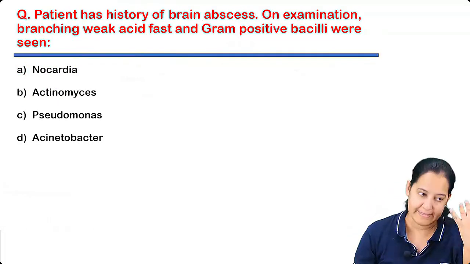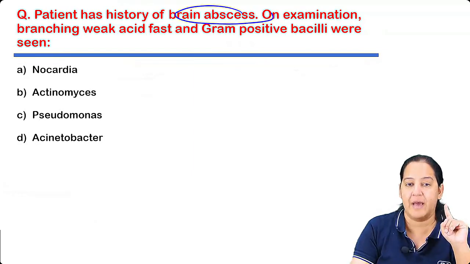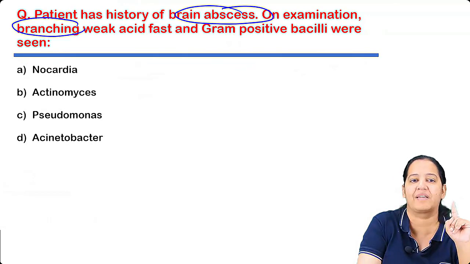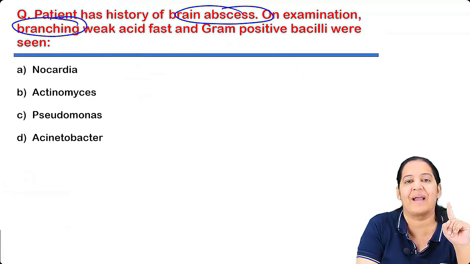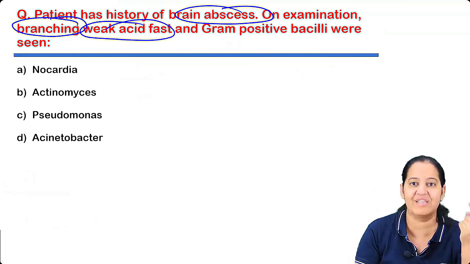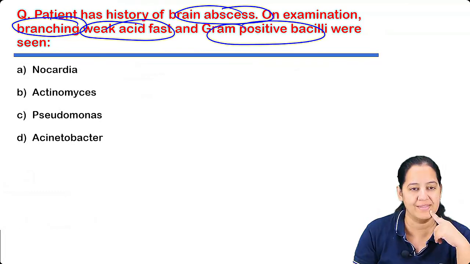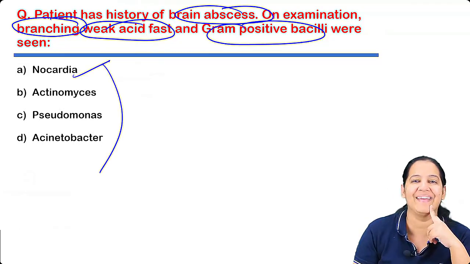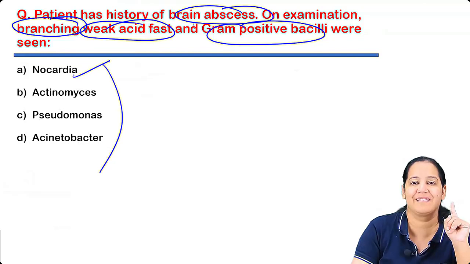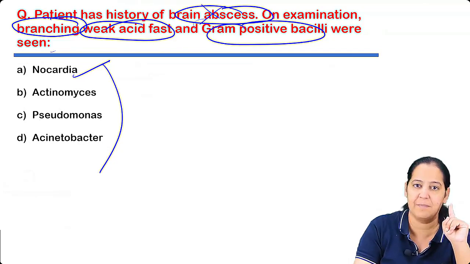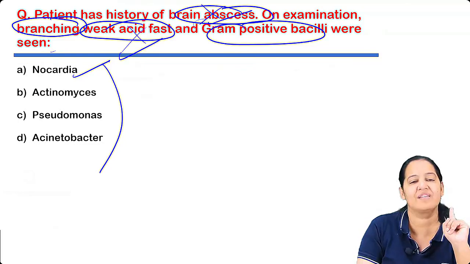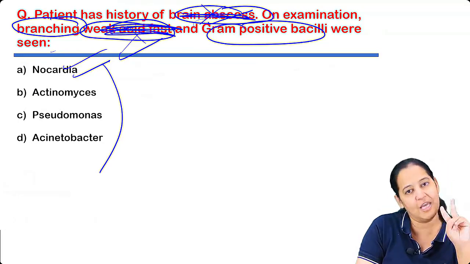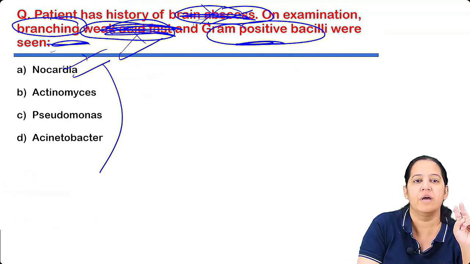One more question. Take the clues. There is a patient with brain abscess. Brain abscess is a very good clue. On examination, branching bacteria. Branching means filamentous. Branching bacteria which are weak acid fast, partial acid fast, and gram-positive bacilli. Now, what is your answer? Yes, again the answer is A. Why not B? B does not cause brain abscess, number one. And it is branching, but not acid fast. So acid fast and branching point towards Nocardia. If I remove the words brain abscess and acid fast and keep only two words, branching and gram positive, then A and B both are the answers.